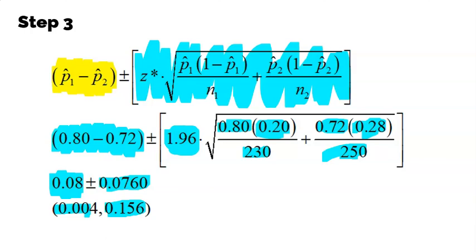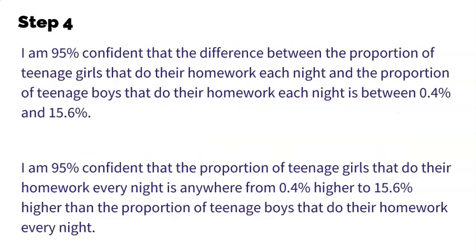All right, now it's time to interpret what this interval is saying. Now, I'm going to give you two interpretations, but I'm going to give you the one that I actually prefer. First, we just start out by saying, I'm 95% confident that the difference between the proportion of teenage boys that do their homework each night and the proportion of teenage girls that do their homework every night, excuse me, I said boys first, but girls first, then boys, is somewhere between 0.4% and 15.6%. So again, remember what we were looking for. We were looking for the difference between the proportion of teenage girls and boys that do their homework. Well, I don't know exactly what it is, but I'm pretty confident, 95%, that it's somewhere between 0.4% and 15.6%.